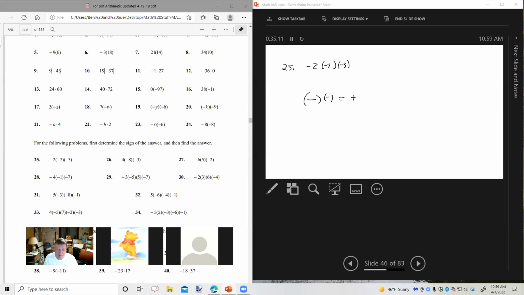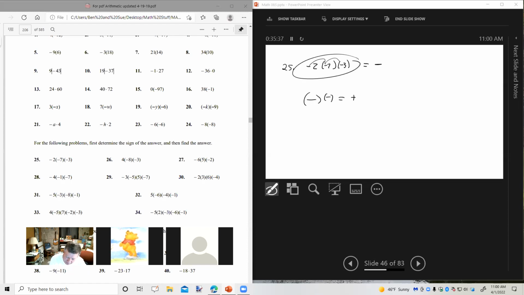But what if we have an odd number of negative factors? Well, that would give us a negative result. So for instance, here I have negative times negative times negative. Negative times negative, that's two negatives, is positive, times a third negative is going to be negative. So multiplying an odd number of negative factors, we get a negative result.